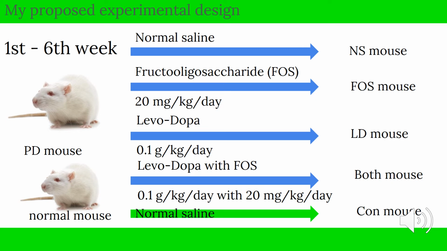The second group will be fed with normal saline. The third one will be fed with fructooligosaccharides, or FOS. And the fourth one will be fed with levodopa. And the last group will be fed with levodopa together with fructooligosaccharides.